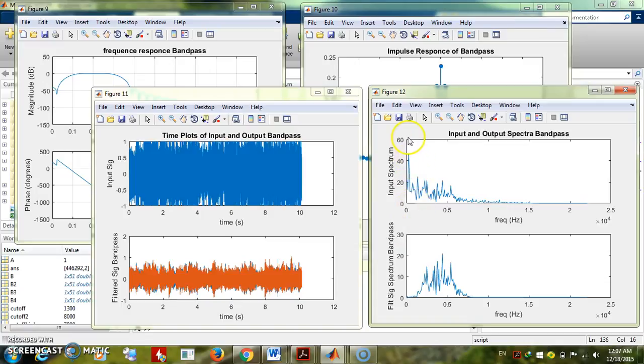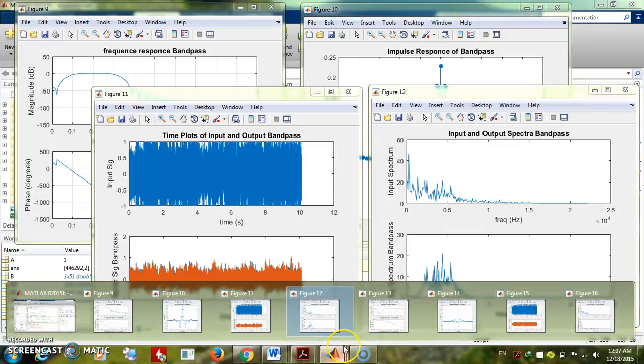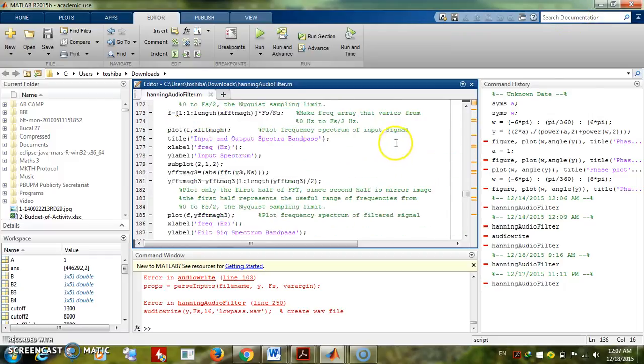In between the range of the cutoff frequency, the frequency shows as bigger than those out of range, so the graph can be seen clearly. So this is for the bandpass filter. Now we proceed to the bandstop filter.